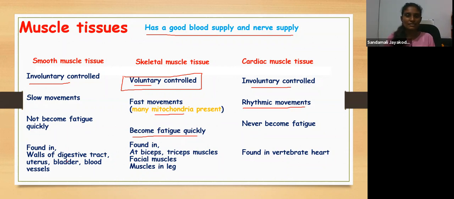And then skeletal muscle tissue can be found in biceps, triceps muscles in our hands, and also muscles in legs, and also in our face. Our facial muscles are also skeletal muscles, because we can move them knowingly. They are under the control of our brain. And then this cardiac muscle tissue can only be found in our heart. That means invertebrate heart. This is all about muscle tissues.